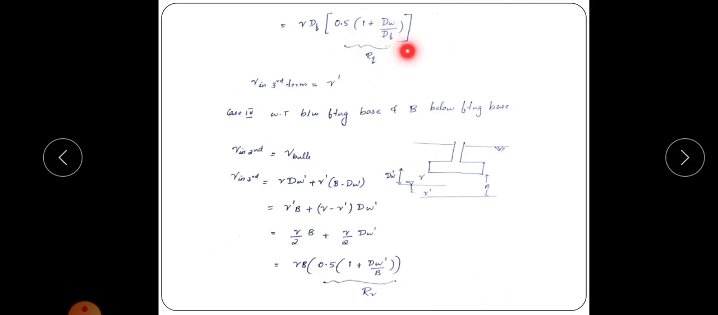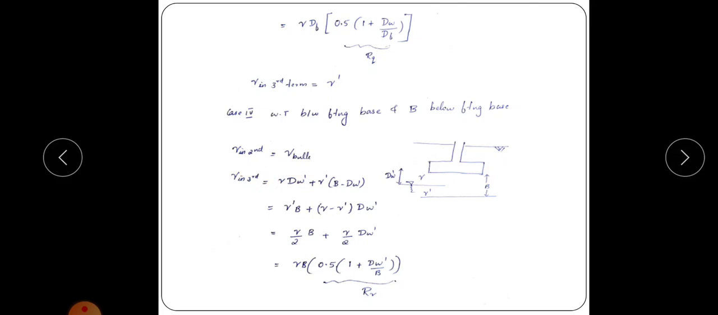Okay, that is, in the second term there is an introduction of a constant rq, and its value is 0.5 into (1 plus dw by df). And we can discuss the fourth case, that is, if the water table is between footing base and depth b. Okay, so mark the depth of the water table from the footing base as dw dash. Then write gamma in the third term. This is the component of soil in the third term of the bearing capacity equation, and the second term is the soil here. So here the unit weight of soil will be bulk unit weight. So gamma in the second term is gamma bulk itself.